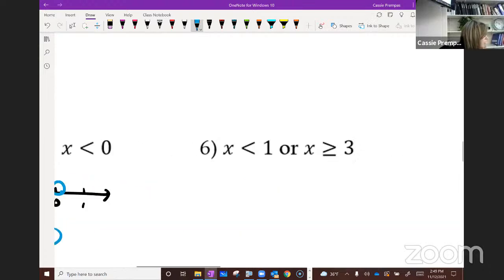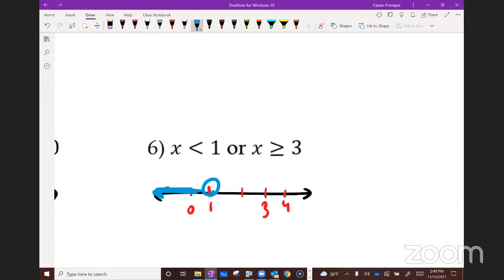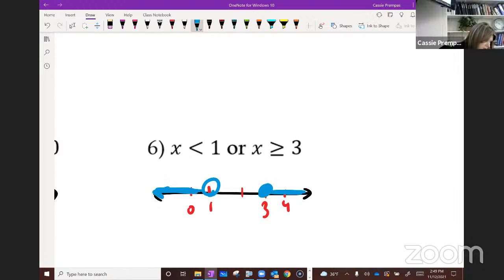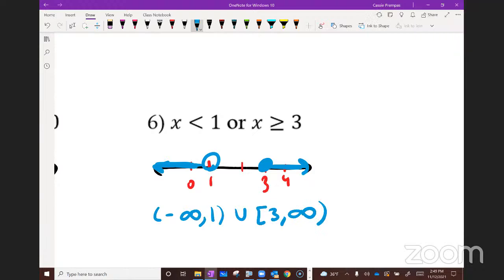You got this. Then number 6, we would have 2 situations. So we'd have 1, and I want to show that 0 is to the left of 1, and 4 is to the right of 3. And then I would have an open circle at 1, shading to the left, and a closed circle at 3, shading to the right. I would say x could start at negative infinity and go up to 1 with the parentheses. And then I want to join this with another set, which would be a bracket at 3 to infinity. Awesome. Sweet.